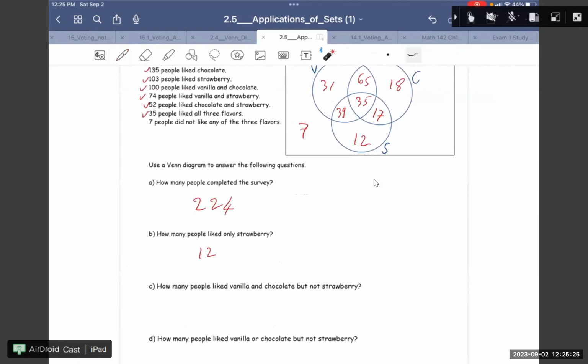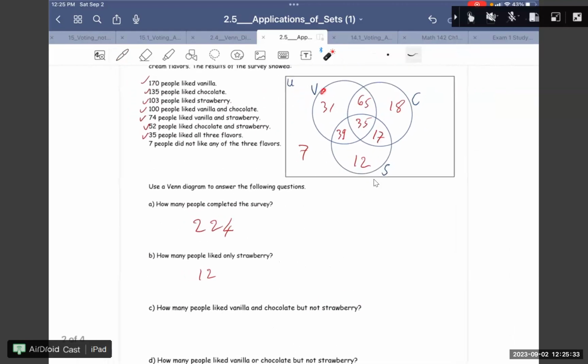And then for C, how many people like vanilla and chocolate, but not strawberry? So vanilla and chocolate, but not strawberry. So we have right here, 35 people they love all 3 of them. So what we have left is 65 people. So 65.